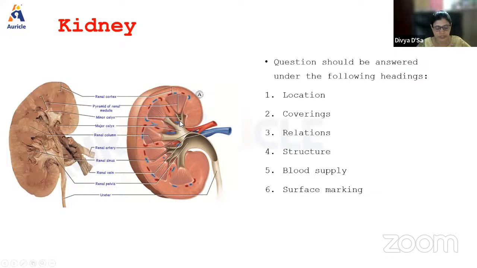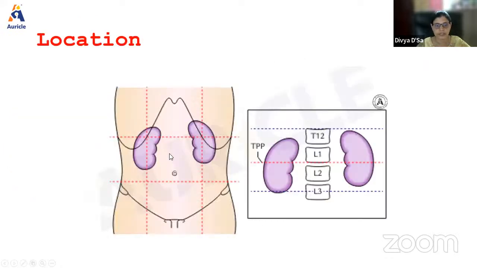The kidney is situated retroperitoneally in the posterior abdominal wall by the side of the vertebral column, from T12 up to L3. The right kidney is slightly lower compared to the left kidney because of the presence of the liver. The left kidney is longer and narrower, and it is closer to the vertebral column compared to the right kidney.